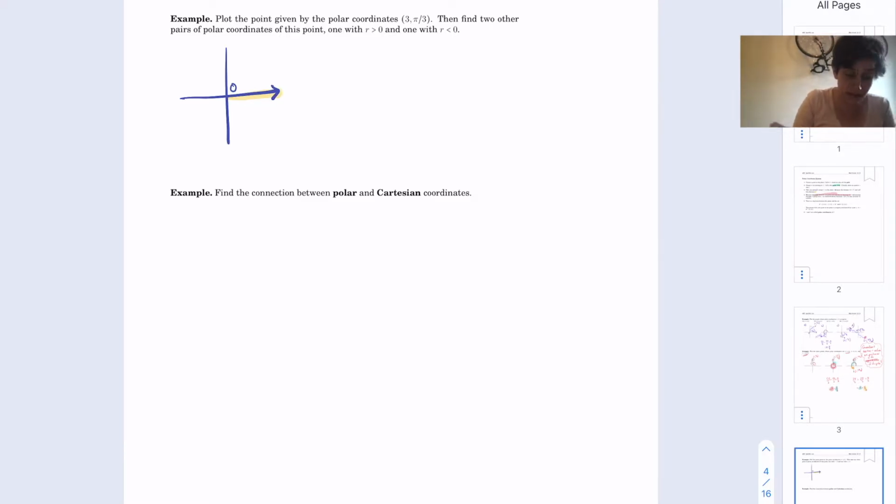So pi over 3. Get a little more up. Okay, so pi over 3. And then I'm going to plot my point here, call that distance 3. So this is 3, pi over 3 in the coordinate. Okay. What are we going to use for alternatives?